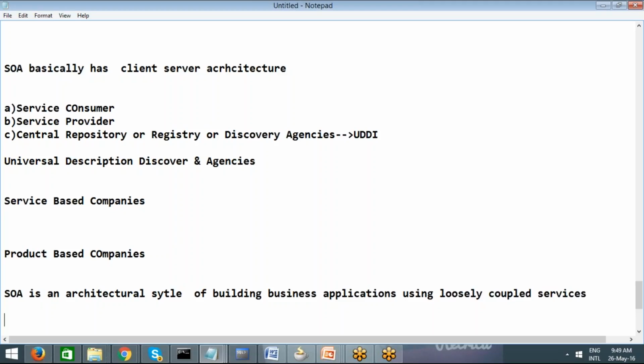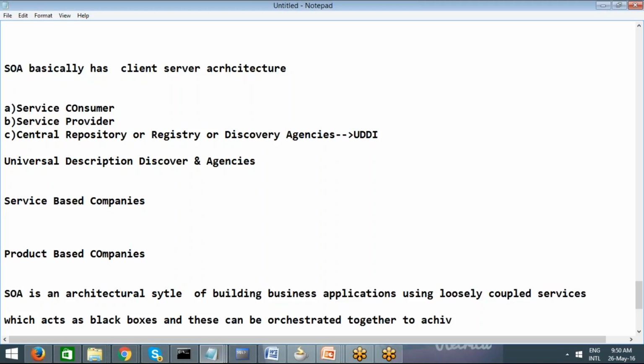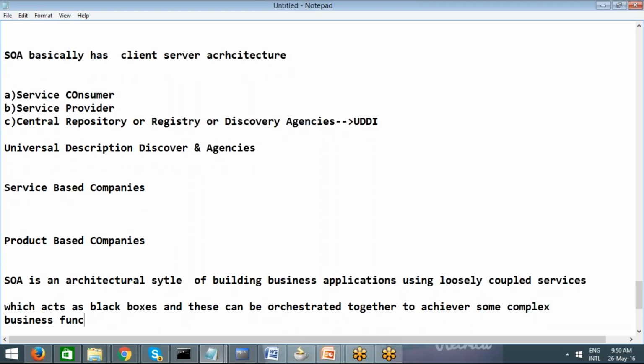So SOA is an architecture style of building business applications using loosely coupled services which act as black boxes. When I say black boxes, one web service does not know about any other web service, but these individually are complete within themselves, and these can be orchestrated together to achieve some complex business functionality.